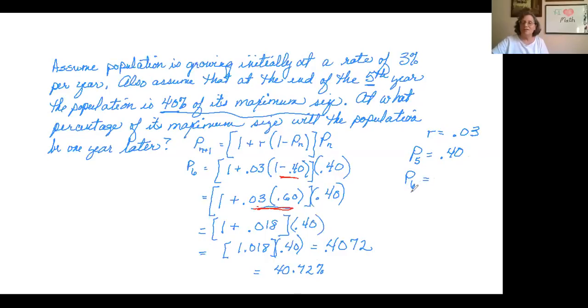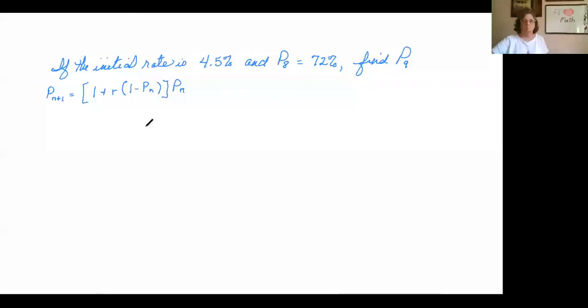And at the end of the sixth year, it's now at 40.72%. This was 40%. So let's look at one more example.